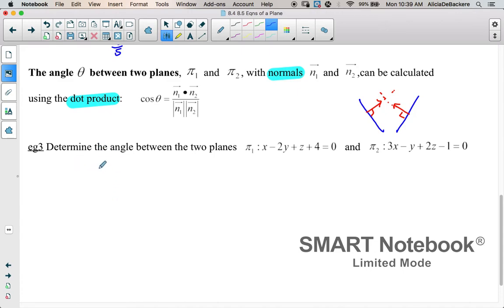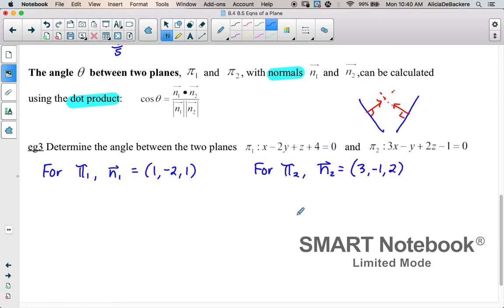All right, so I've got my two planes here, pi 1 and pi 2. I want to find the angle between the two planes. So in order to do that, I need to come up with their normal vectors. So for pi 1, the normal vector, I'm going to call it n1. And I'm just grabbing the coefficients in front of x, y, and z. And then for pi 2, I'll do the same thing. I'll come up with my second normal vector. So normal vector for this plane is 3, negative 1, 2. And then I can find the angle in between.